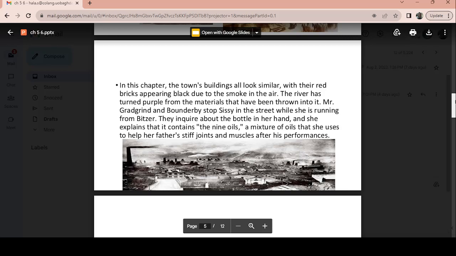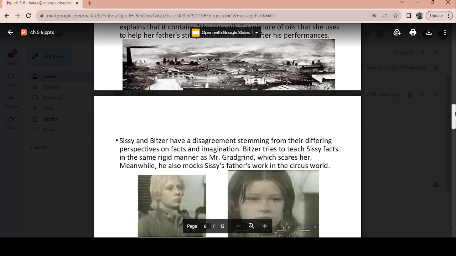And the nine oils, we understand, are a mixture of oils that she uses to help her father's stiff joints and muscles after his performances. So we understand that her father is suffering in his joints and muscles with every performance, and that's why he needs the nine oils. It seems that this little girl is trying to help her father in any way possible.